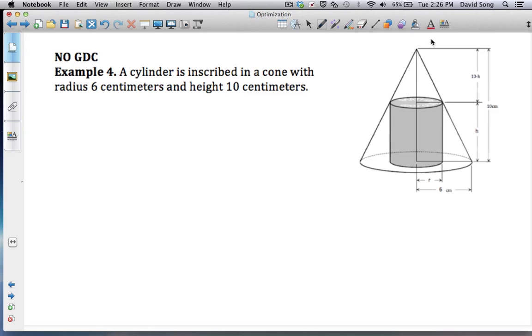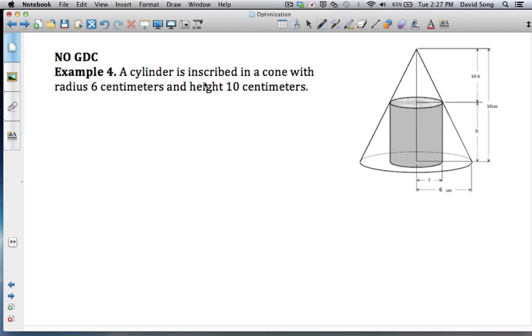Alright, we have a cylinder inscribed in a cone with a radius of 6 centimeters and a height of 10 centimeters. So that 6 and 10 is the height and radius of the cone, the outside one, and the radius is r for the cylinder and height is h. So you can look at this diagram and you can of course create that on your own.